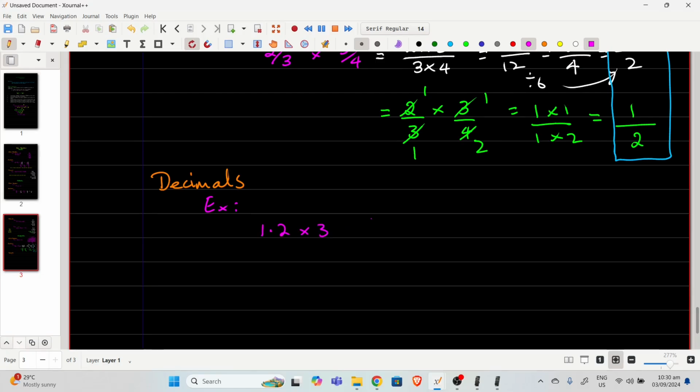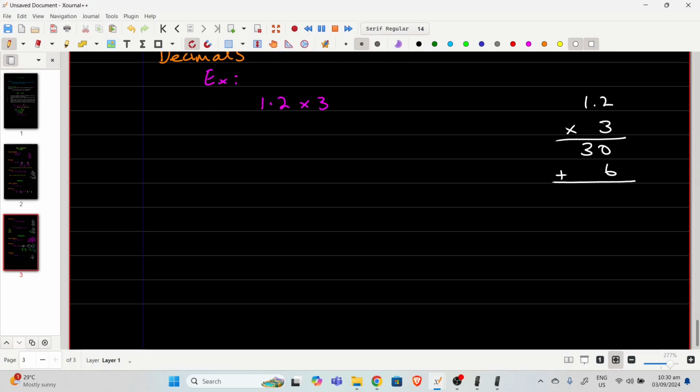1.2 by 3. We do it the exact same way that we would do any large numbers. We say 1.2 multiplied by 3. We're going to say 1 by 3 is 30, 2 by 3 is 6. We're going to add those two together. We get 36.